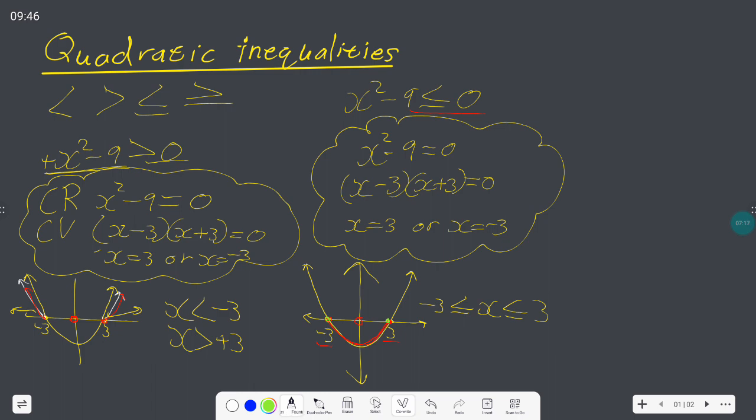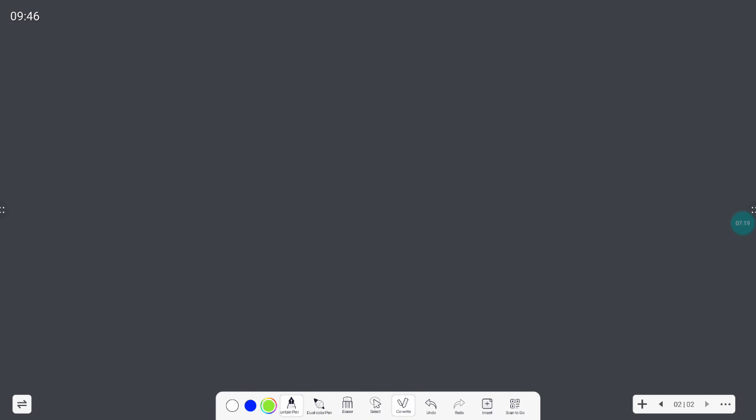I'm going to add another example. So, what if I am given the following? Negative x squared plus 4 is smaller than x plus 2.